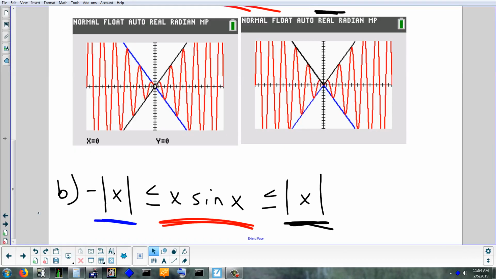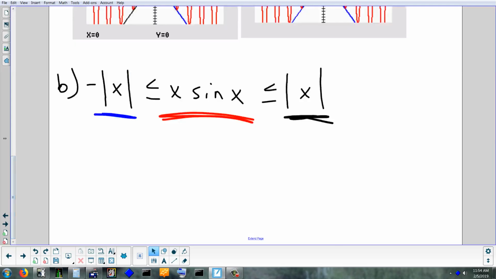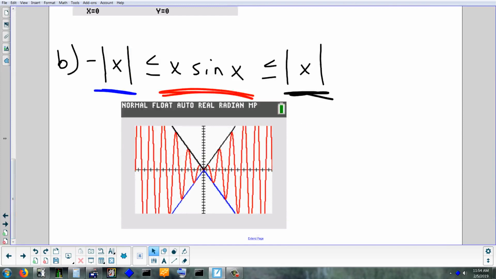So now let's see what the question was. Where is the graph in red above the blue, but below the black? All the time. It's always above the blue, and it's always below the black. So how would you write your interval? Yep. And that's how you solve a double inequality.